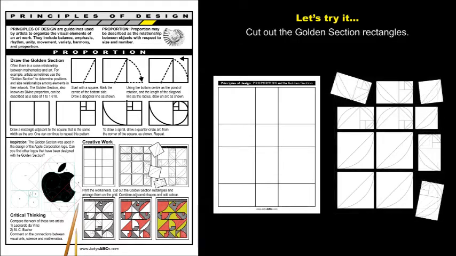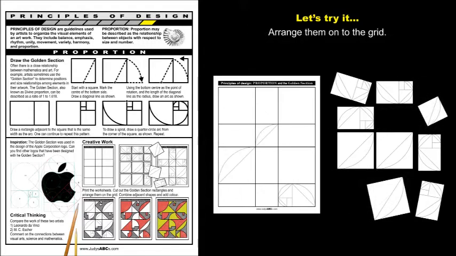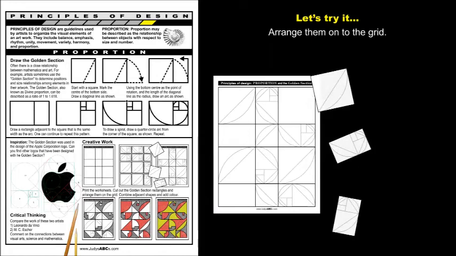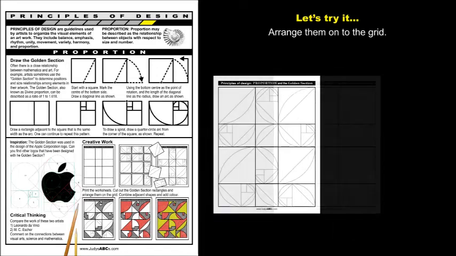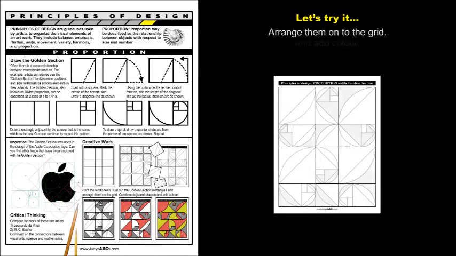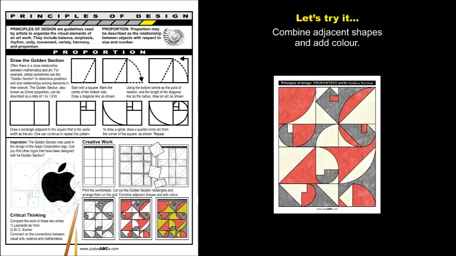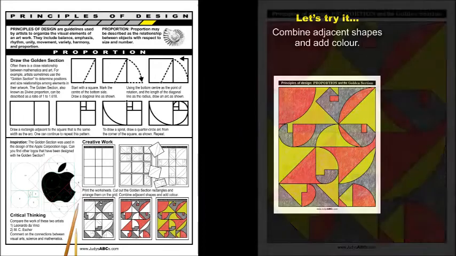Cut out the golden section rectangles. Arrange them on the grid. Glue them in place when you are happy with your arrangement. Combine adjacent shapes and add color. The success of this art exercise comes from the principle of proportion and shapes.